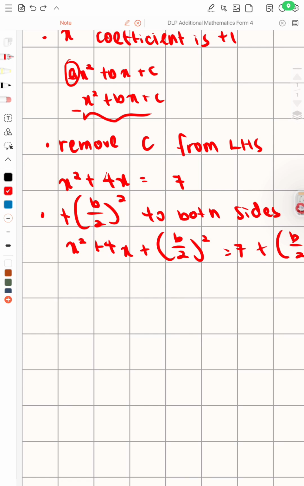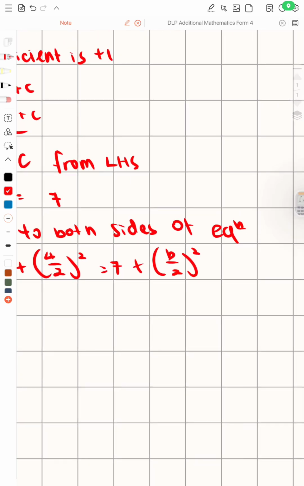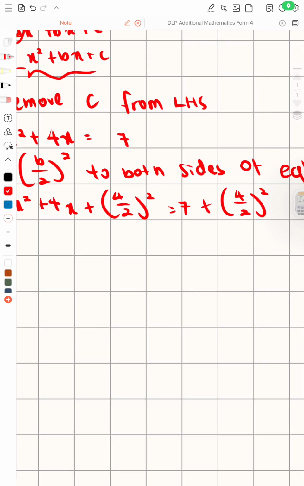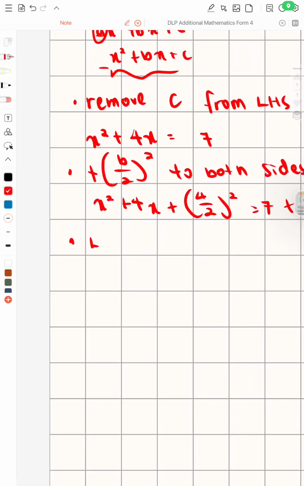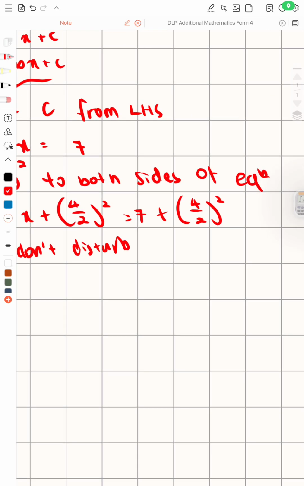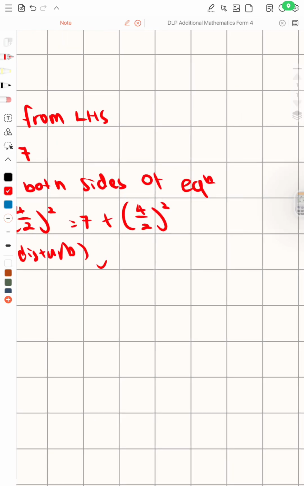Next, you just substitute the value of b, which is 4, into the equation. What you need to do next is not disturb the left hand side first. You just work on the right hand side. You solve the right hand side.